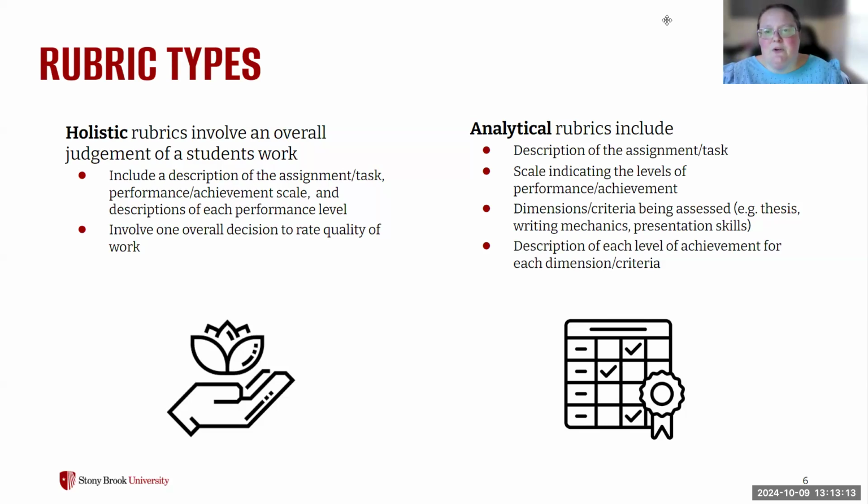So the analytical rubric has that description of the task, has the scale of performance levels, but then you select a performance level across multiple different criteria for the assignment. And therefore, there's going to be more descriptions that you have to write because you need to represent what is an exemplary thesis, what is a satisfactory thesis, what is a thesis that needs improvement, right? And then likewise, what is exemplary writing mechanics? What is satisfactory writing mechanics, and so on.